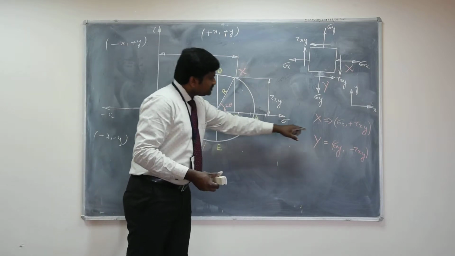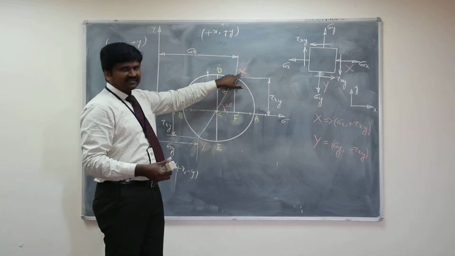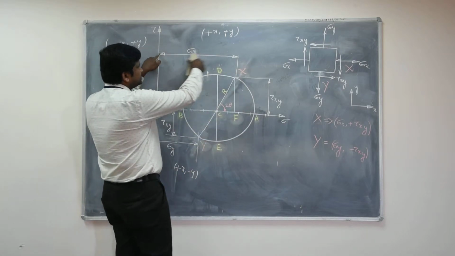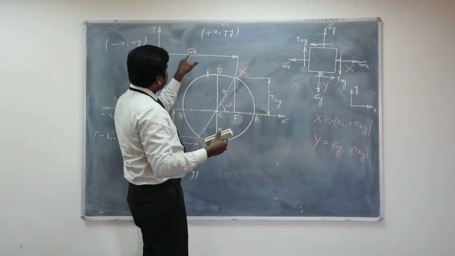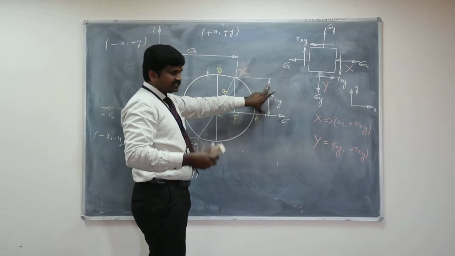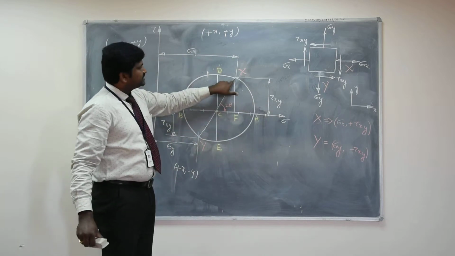So now, these x coordinates are represented here. This is the sigma x distance, and this is the tau xy distance. So plus sigma x, plus tau xy. So these values are represented here.